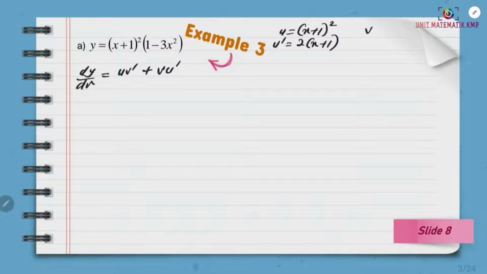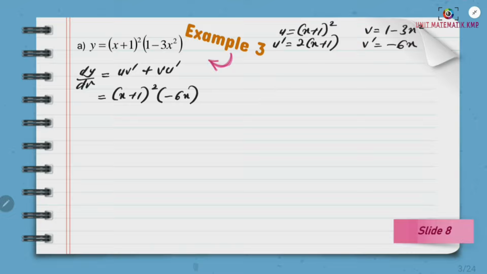Then v equals (1 − 3x)². Differentiating, v prime equals −6x(1 − 3x)... Therefore, dy/dx is equal to u, (x + 1)², times v prime, negative 6x, plus v, (1 − 3x)², times u prime, which is 2 times (x + 1). We cross multiply.